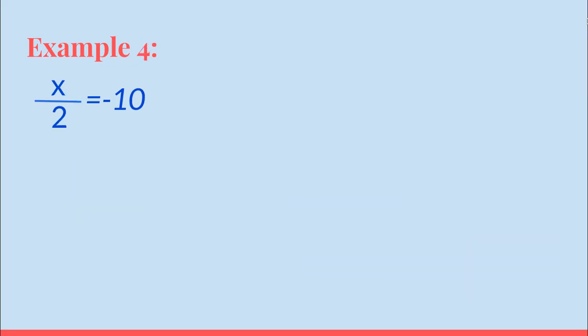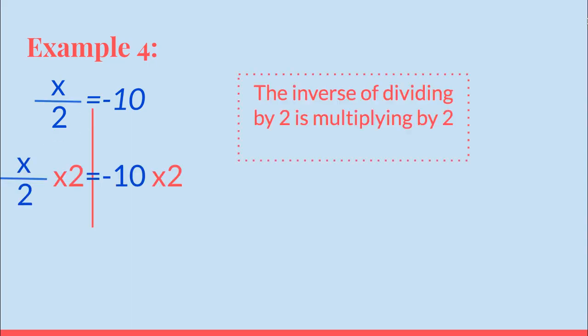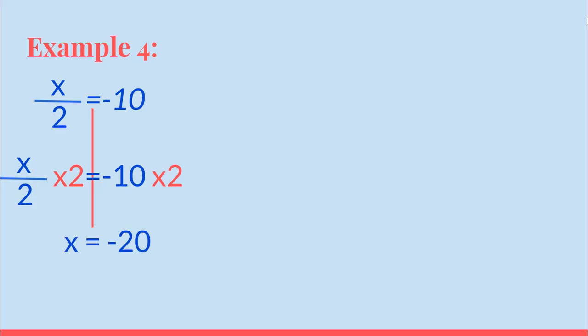And our final example, we've got x divided by 2 equals negative 10. The operation being done this time is divided by 2. So the opposite of dividing by 2 would be to times by 2. So I'm going to times the left-hand side and the right-hand side both by 2. On the left-hand side, divided by 2 and then times 2, those will cancel out. I'm left with just an x. And on the right-hand side, negative 10 times 2 is negative 20. So I get x equals negative 20.